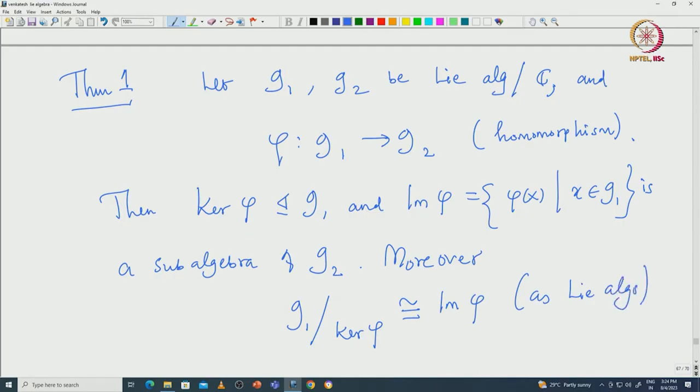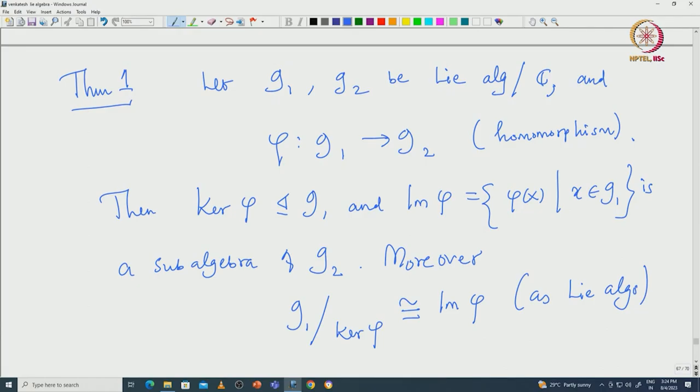So what does this mean? There will be a natural quotient map from G1 modulo the kernel of phi onto the image of phi, which will be an isomorphism. So now we will prove this.